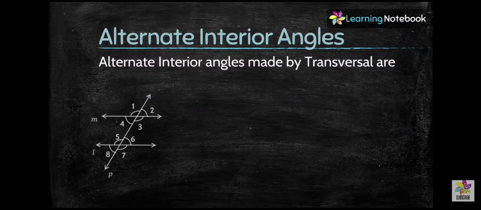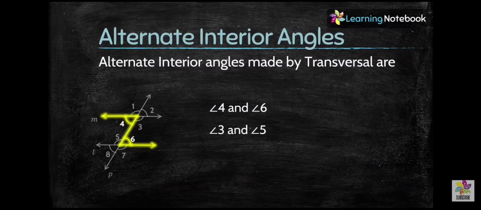We just learned about interior angles. Now let's understand alternate interior angles made by a transversal. Here, angle 4 and angle 6 are alternate interior angles. Similarly, angle 3 and angle 5 are also alternate interior angles made by this transversal.